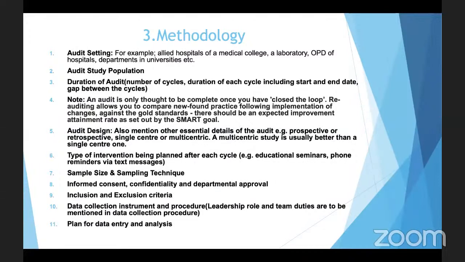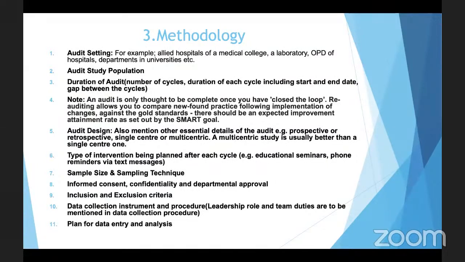आपने उस audit cycle में एक और cycle add करनी होगी तब जाके वो एक audit loop बनेगा, and that will be considered as the actual component of an audit. You shouldn't leave it after one cycle. Minimum 2 cycles are required, and you also have to mention the duration of each cycle, start end date.